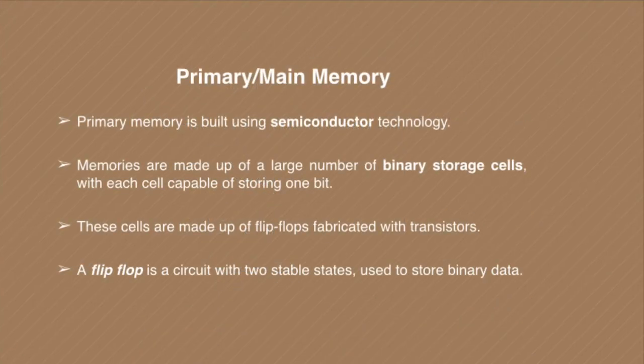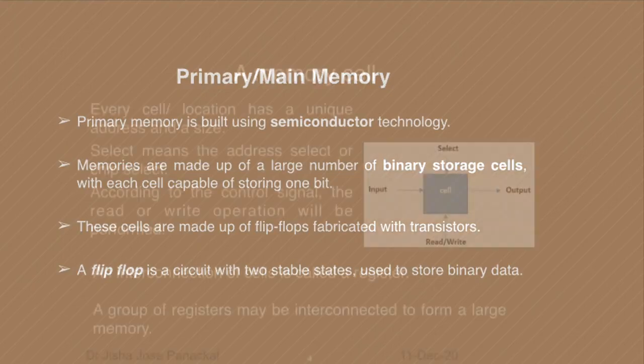Let us discuss primary or main memory. I have mentioned that it is also known as semiconductor memory because it is built using semiconductor technology. Memories are made up of a large number of binary storage cells, each capable of storing one bit of information. These cells are made up of flip-flops. A flip-flop is a circuit that can be used to store one bit of information. Using flip-flops, we can store the information inside a memory.